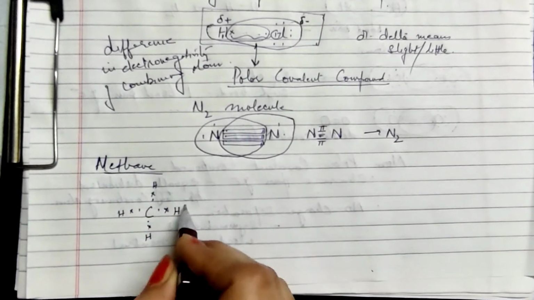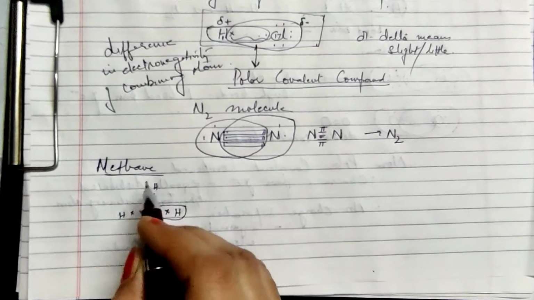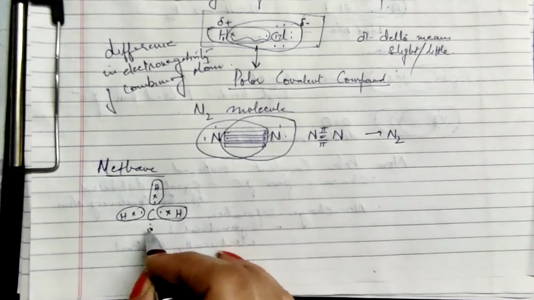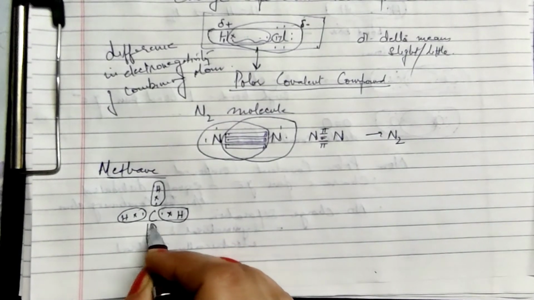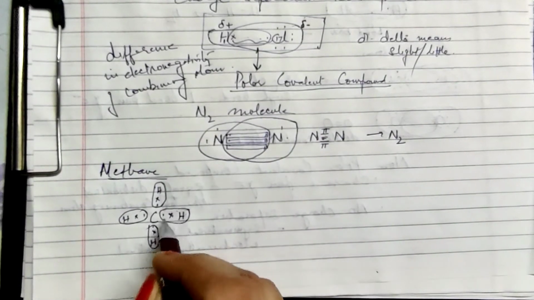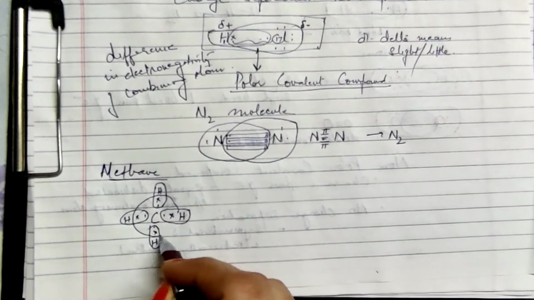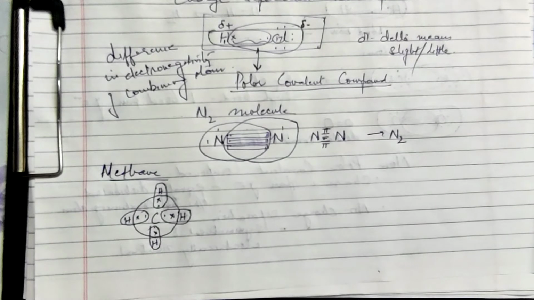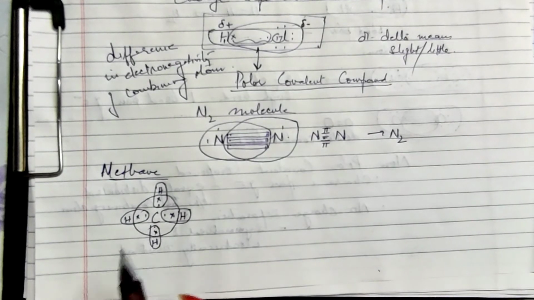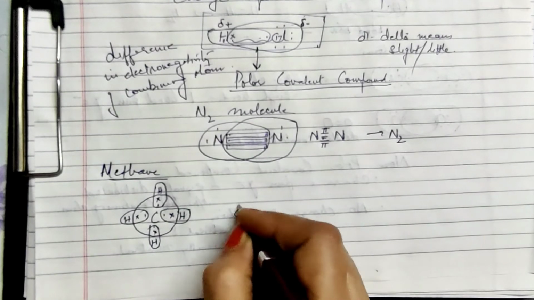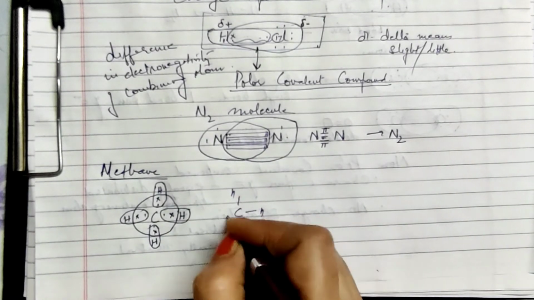Now this way hydrogen completes the duplet. All 4 hydrogens complete the duplet. And carbon already had 4 electrons. It gets 4 more electrons from 4 different hydrogen atoms, and that is how the octet of carbon is also completed. You can represent it by hydrogen on all the sides.